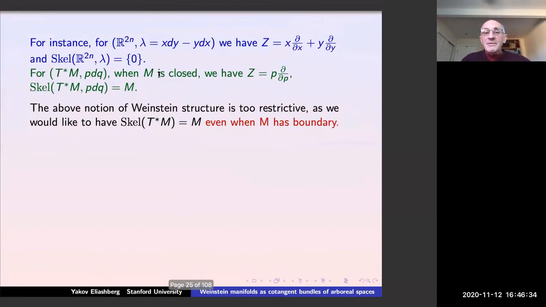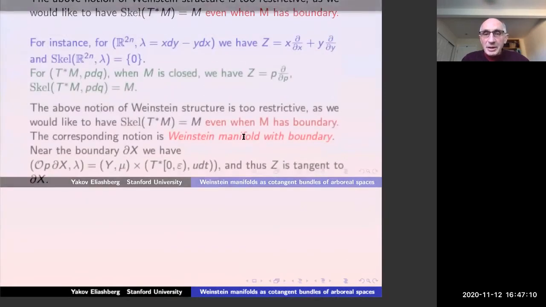So this notion of Weinstein manifold is too restrictive. For instance, when we take a manifold with boundary, the skeleton is again the manifold itself. But then it doesn't quite fit my definition, because I don't allow the skeleton to go to the boundary, since the vector field has to be transverse to the boundary. So it doesn't quite fit.